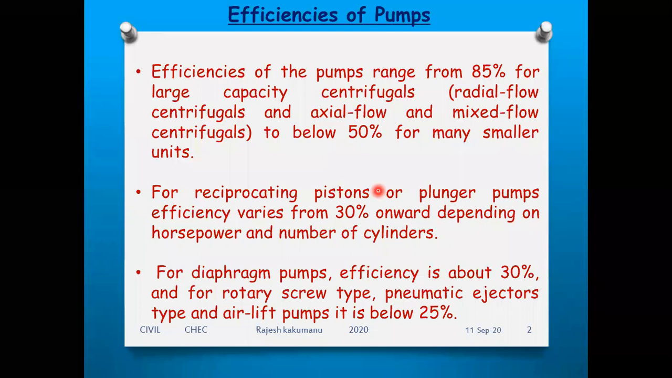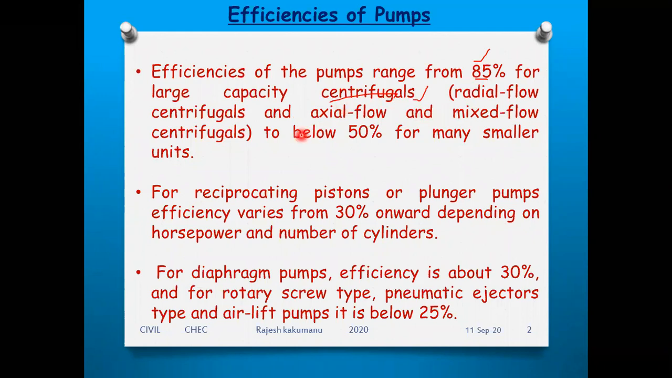by step. Okay, now see, the efficiencies of the pumps range from 85% for the large capacity centrifugal pumps. So the maximum efficiency we get is 85%, by using centrifugal radial flow, axial flow and mixed flow centrifugal pumps.